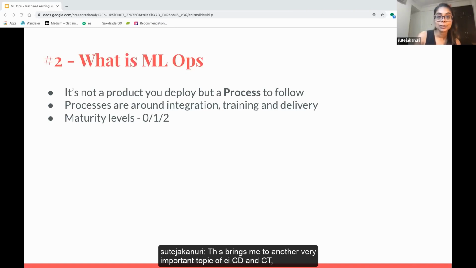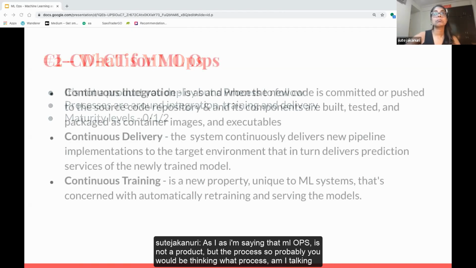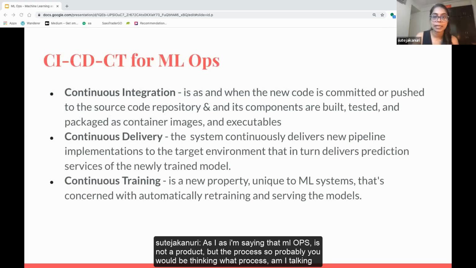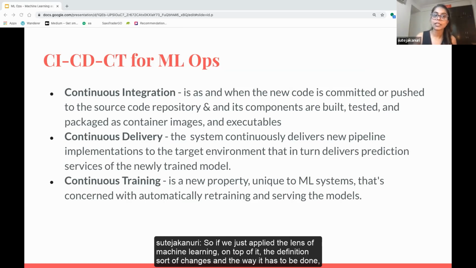This brings me to another very important topic of CI, CD, and CT. As I'm saying, MLOps is not a product but a process. So you would probably be thinking, what process am I talking about? The process is what has existed in the past with respect to the DevOps lens, which is continuous integration, delivery, training. If we apply the lens of machine learning on top of it, the definition changes, and the way it has to be done also changes.